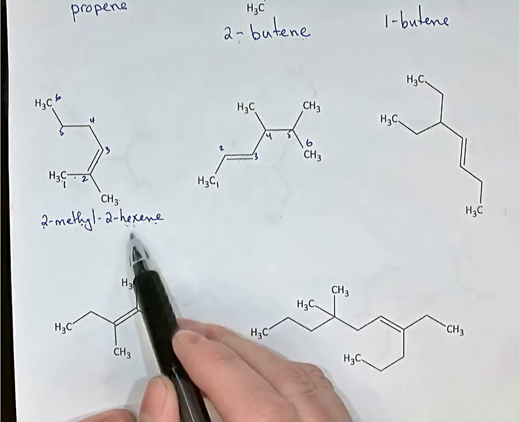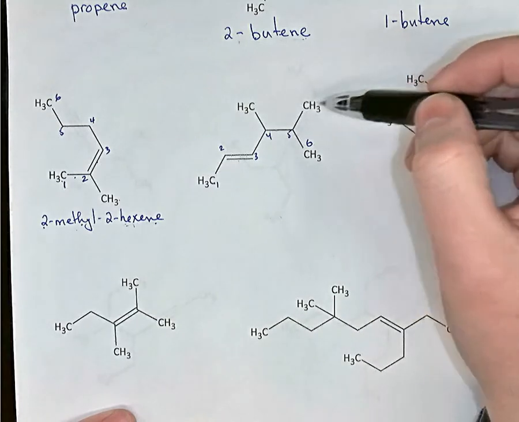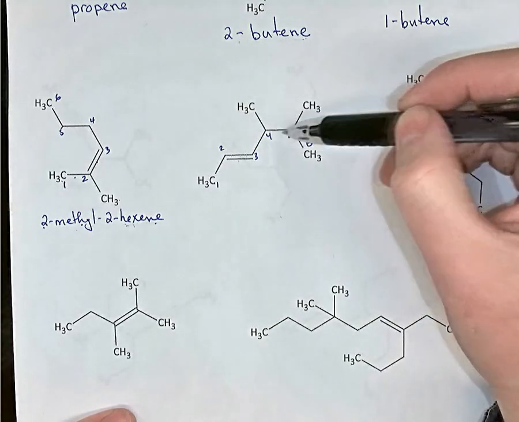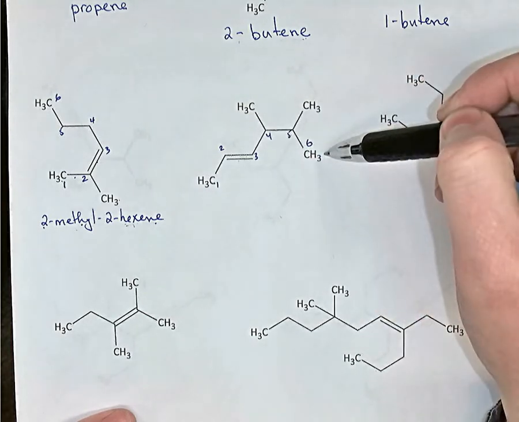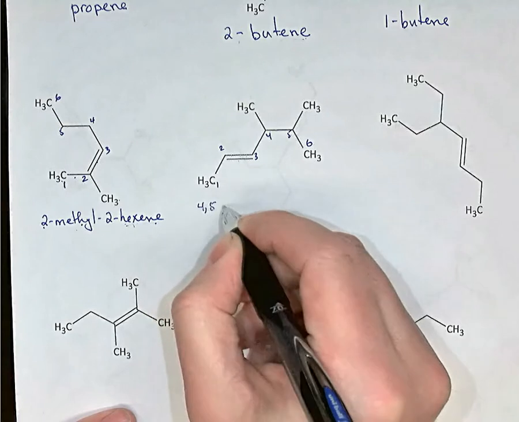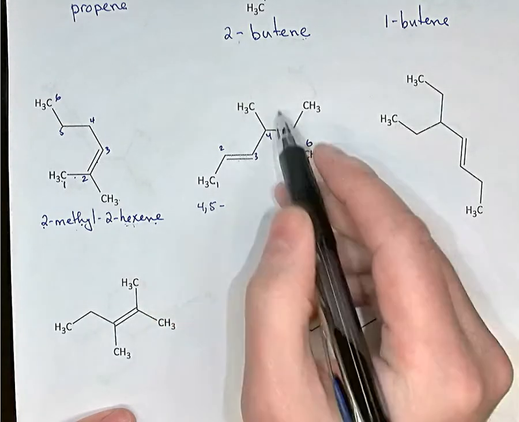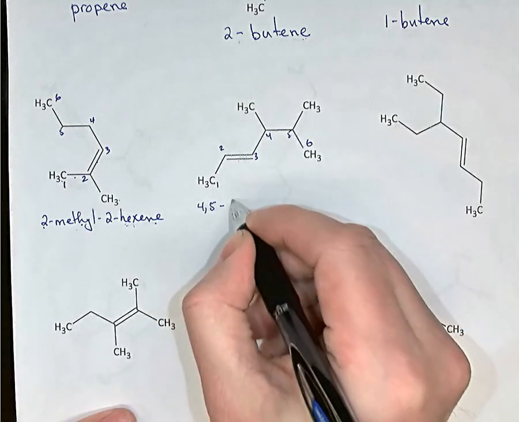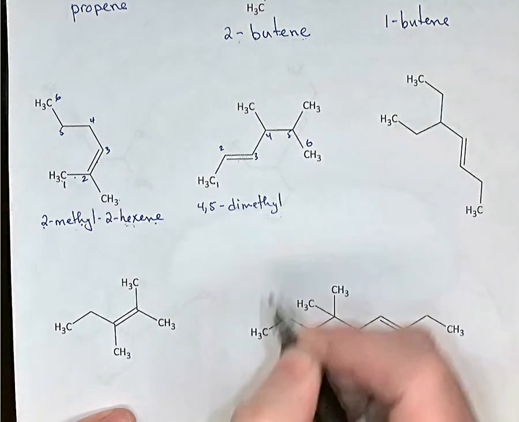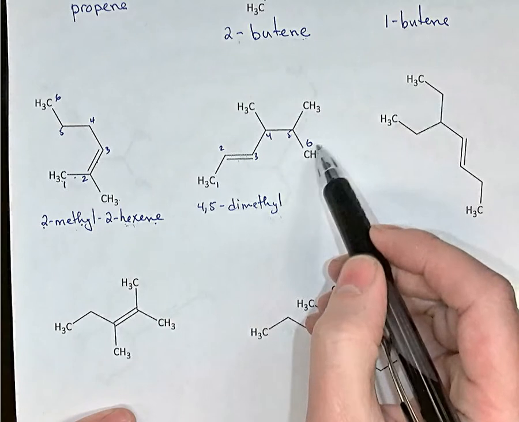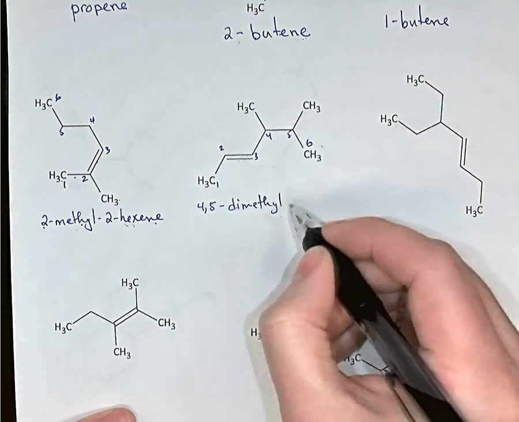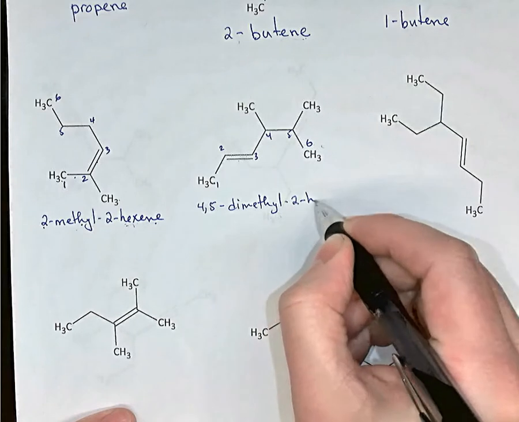So it's 2-hexene. It's got methyl branches, but not just one, it's got 2 of them, and they're on carbons 4 and 5 in the parent chain. So we're going to call this 4,5 dash 2 of them, so we'll use the prefix di, dimethyl, and then the parent chain was hexene, but it was the second bond, the double bond, so dash 2-hexene.